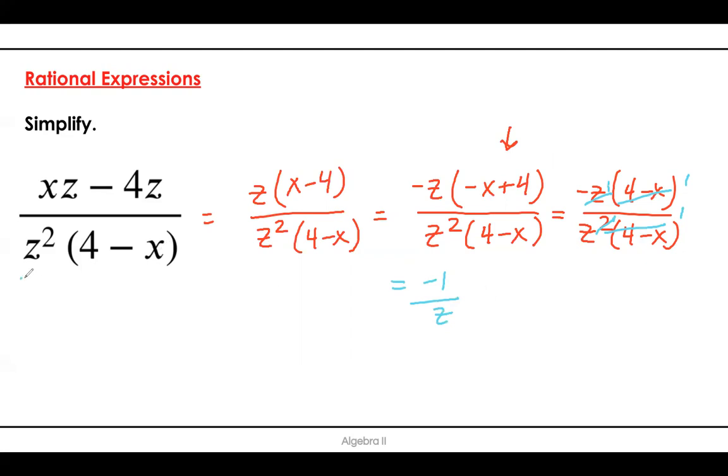And then we want to go back to the original to get our excluded values. So z squared can't be 0, 4 minus x can't be 0, so z can't be 0. This is negative x can't be -4, so x can't be 4.